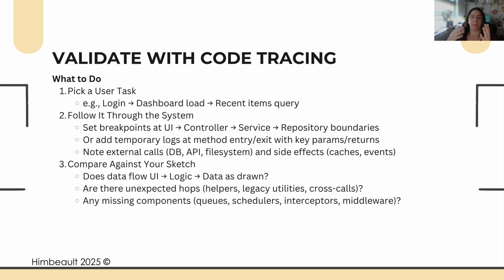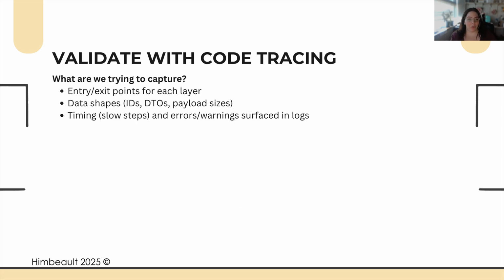And then we can compare that to our sketch. Does the data flow as we drew it? Are there any unexpected hops? Do we suddenly leave the logic package and end up in a helper package, in a legacy utility? Let's add to our drawing if we do. Do we have any missing components? Like, are there queues and schedulers or middleware that are also being interacted with that our sketch currently doesn't account for? If so, we can add to our diagram.